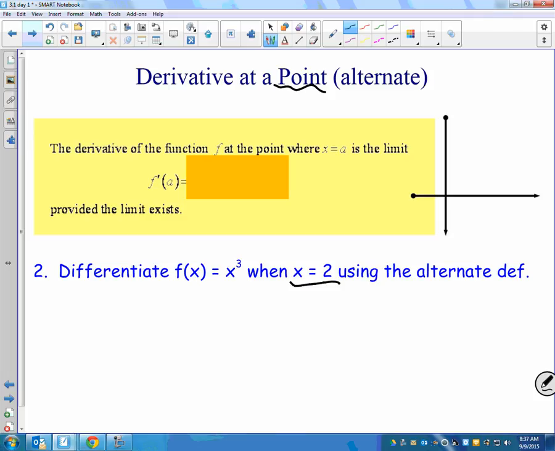So why do we like this? Because it's simpler and it's easier. All right, so it says the derivative of a function at a point where x equals a is the limit. So the f prime of a is equal to the limit. Can you read that? You got to write this down. The limit as x approaches a, right? Notice there's no h in this problem. And a is the value that you're taking the derivative at: f of x minus f of a over x minus a.